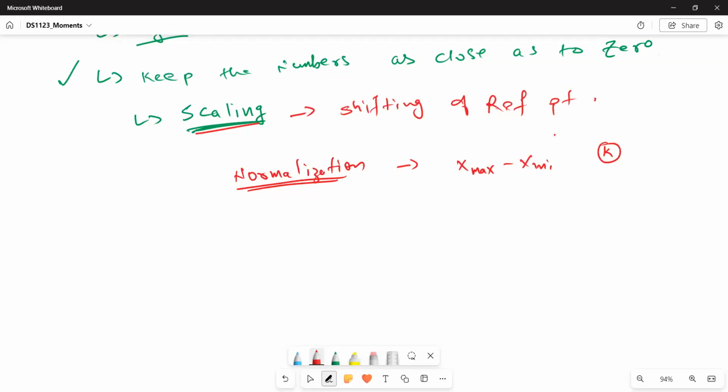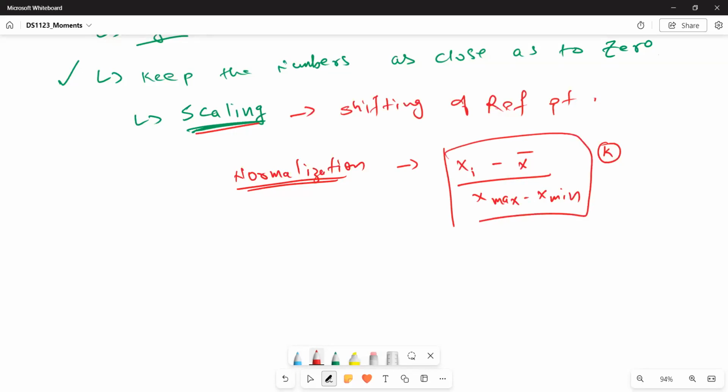Sorry, this is xi minus x bar divided by x max minus x min, right? This is the formula that is used. This is the formula for normalization. This is also called z-score, right? You're going to learn this in your, again, machine learning days, what exactly is a z-score and how you can scale the data and what is the actual benefit of it, right?